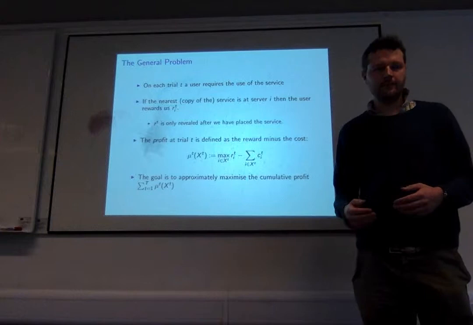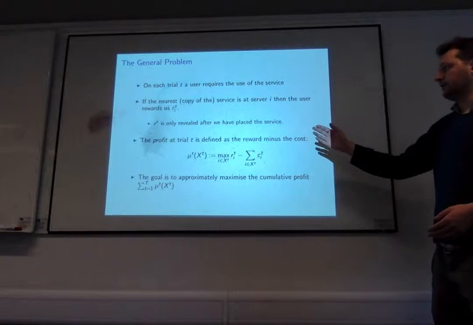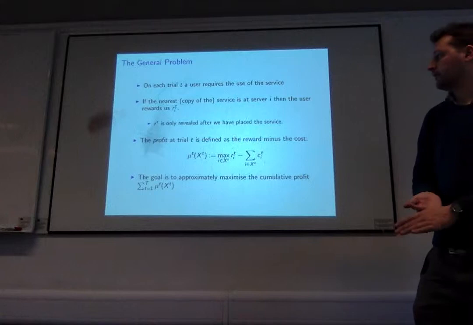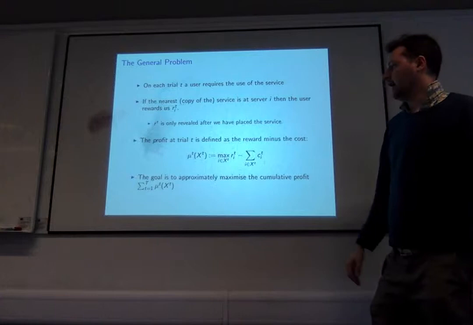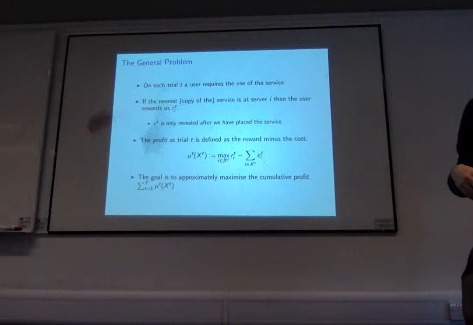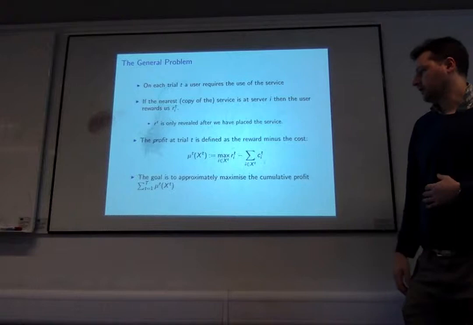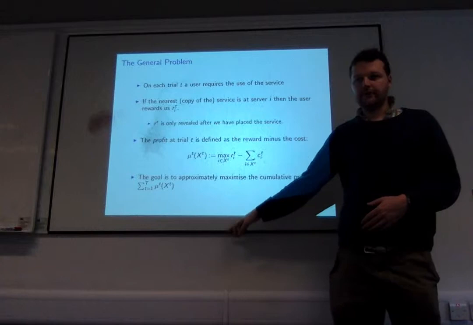So we place the service on multiple servers. If the nearest copy of a service is on server I, then the user will reward us with R_iT. And R_iT is only revealed after we've placed the service, after we've done our service placement. So the profit of trial T is the reward minus the costs. And the goal is to approximately maximize the cumulative profit that you get.